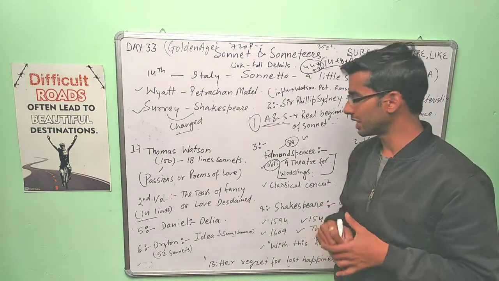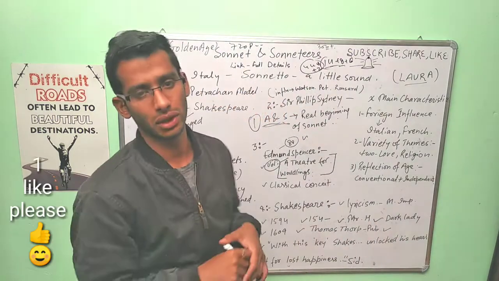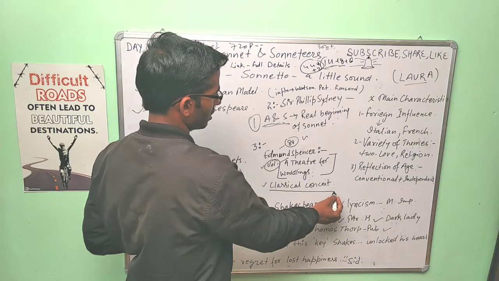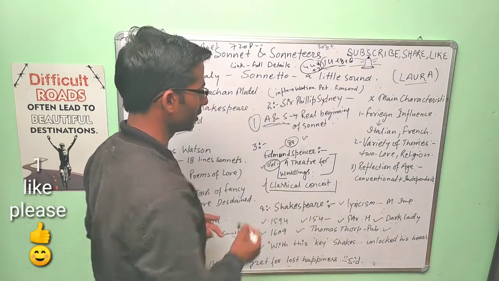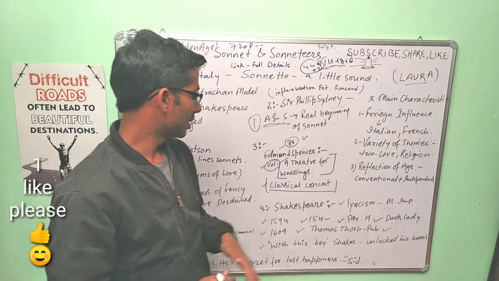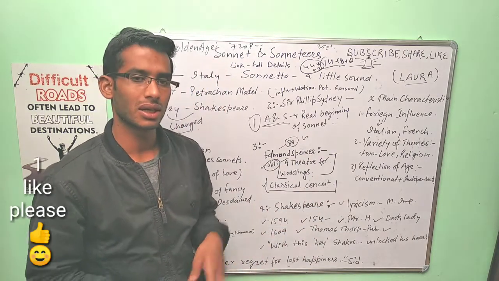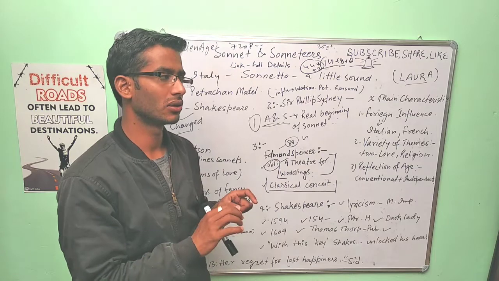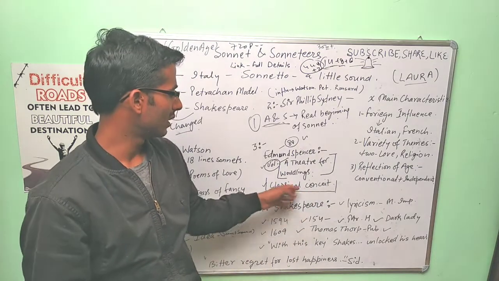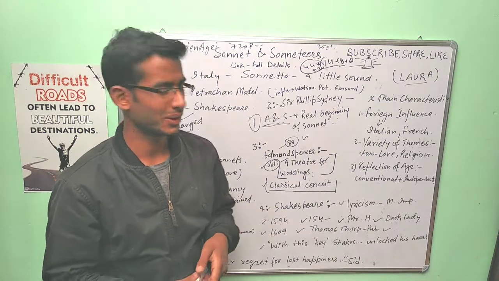And what is special in Edmund Spenser's sonnets? He used classical conceits. So this is his specific quality. Classical conceit. If you don't know what conceit is, type literary theory and criticism and literary terms by Kaushik, you'll find this conceit there as well.